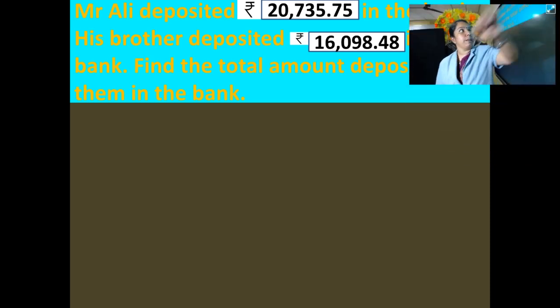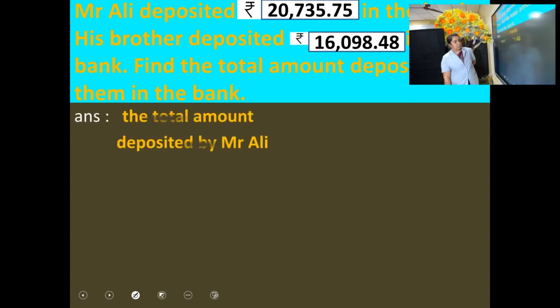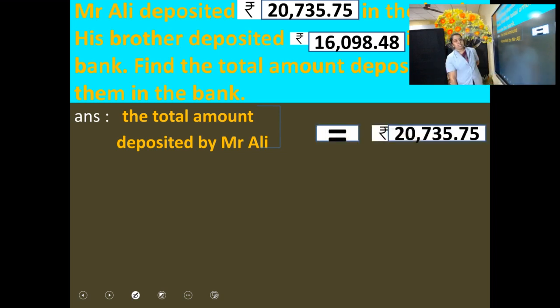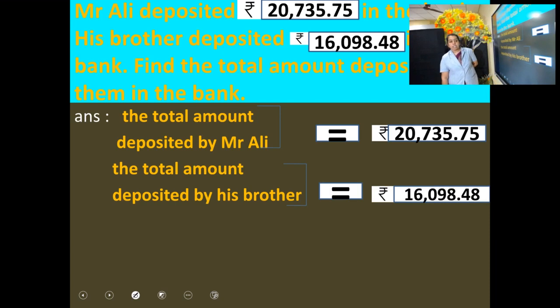So what will be the first step? What is the first line? Yes. The total amount deposited by Mr. Ali. So how much? Yes, rupees 20,735.75. Next, what is the second step? Yes, the total amount deposited by his brother. How much? Yes, it's 16,098.48.